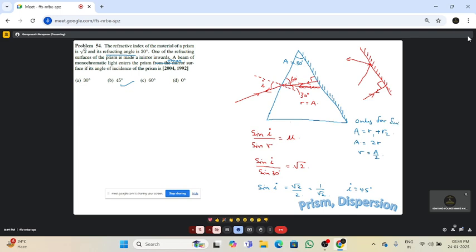Not necessarily. Only in this particular situation, where the ray hits the surface at 90 degrees here, the angle here is 90 minus A. If this is 90 minus A, then this will be A. So only when this is 90 degrees, R and A will be equal. Okay, sir.